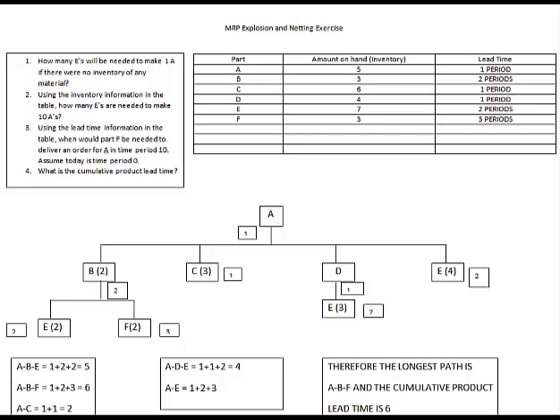So now examining all these paths and looking at the total time for each path, we can see that the path A through B through F is the longest path, and that path is 6 time periods. So therefore, the answer to the question, what is the cumulative product lead time? The answer is 6 time periods. So in other words, if I had no inventory of any part, how long would it take me to produce the first A? And the answer is it would take me 6 time periods to produce the first A. This concludes this lesson.